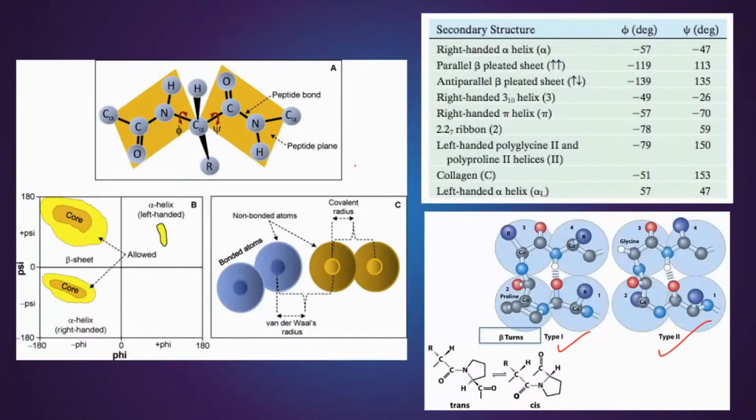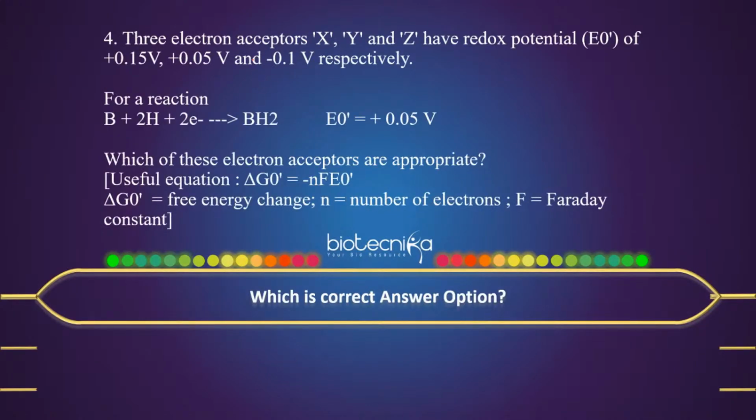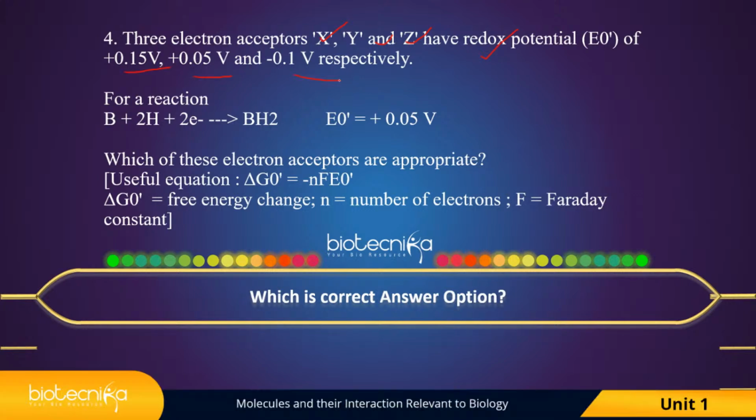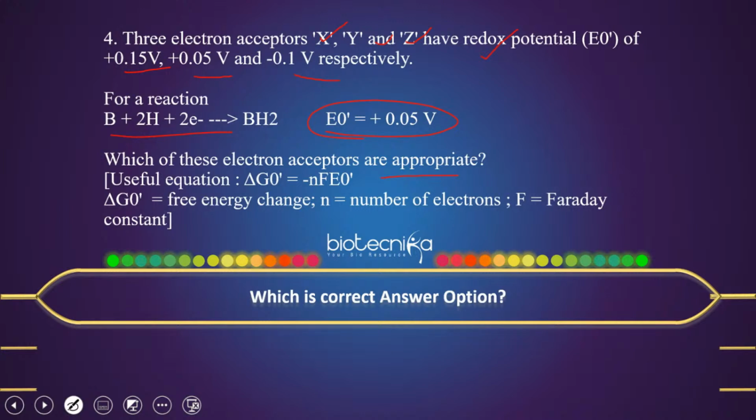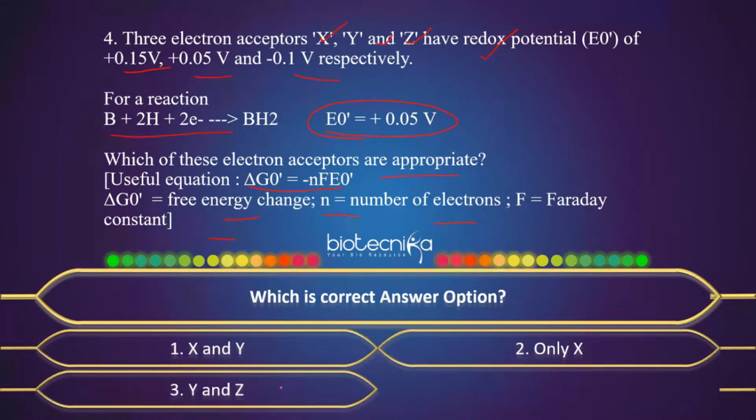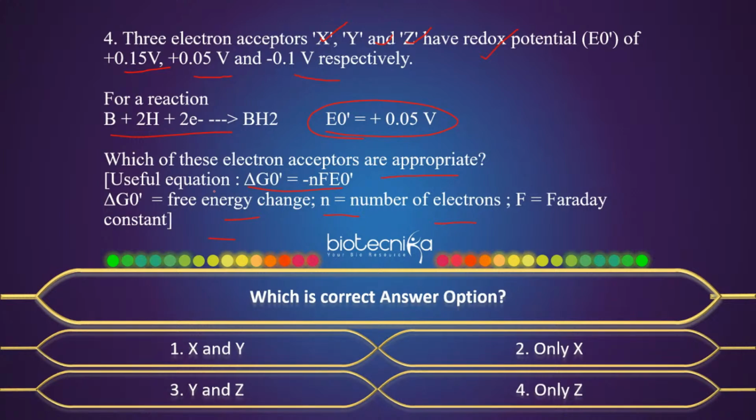Correct. So the next question, thermodynamics. Three electron acceptors X, Y, and Z have redox potentials of this and this. They have given a reaction where the standard cell potential is plus 0.05 volt. Now, which of these electron acceptors are appropriate? If you want, you can use any of these formulas. Which is the correct answer out of this? X and Y, only X, Y and Z, and only Z. You have to say which of these are electron acceptors out of X, Y, and Z, which is most appropriate.